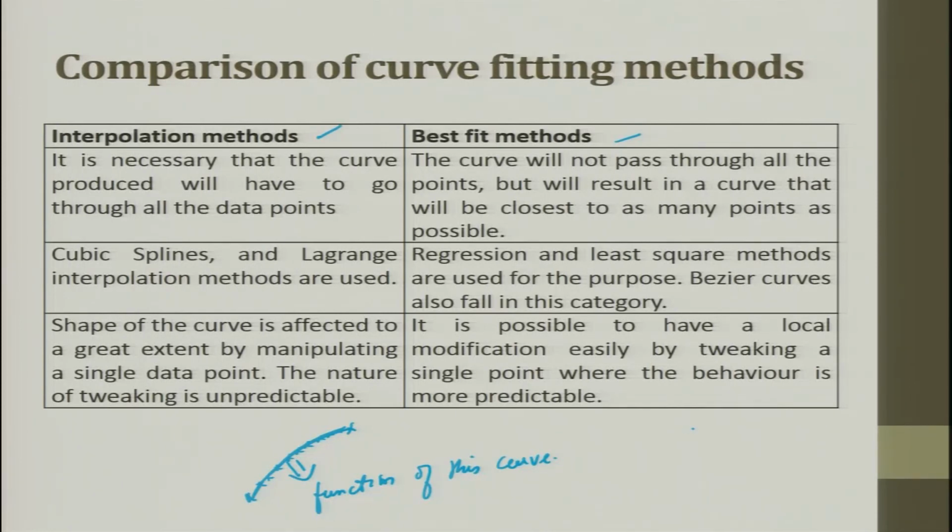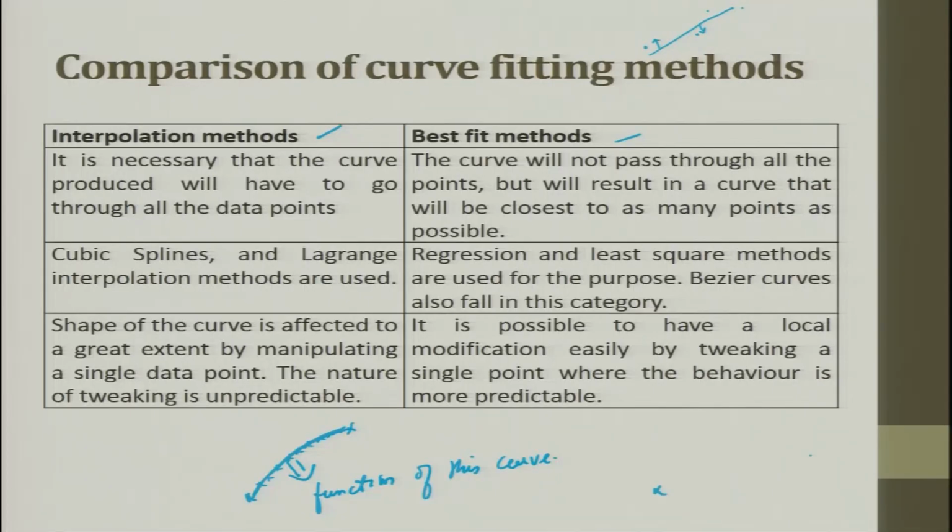When we go to best fit curves, the best fit will not pass through all the data points. The curve will get moved up or down to get the best fit, and it will not pass through all the points, but will result in a curve that is closest to as many points as possible. That is the best fit method. Regression and least square are two different techniques which are used to get the best fit curve. Bézier curve and B-spline we studied, and the Bézier curve falls in this category.